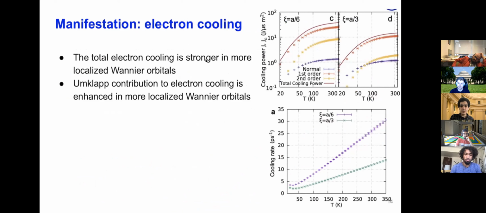What we look at is two different things: cooling power and resistivity, coming from electron-phonon interaction. Here I show the cooling power for two different Wannier orbital radii. So these are the more localized and less localized ones, and you can see that. So pay attention to the colors.